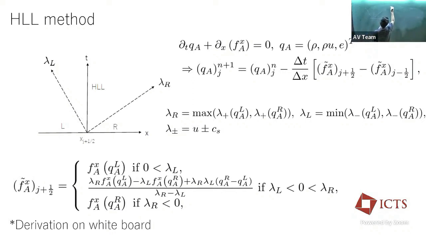In the HLL state, we assume that the conserved quantities Q at a certain time are given by Q bar L for lambda L, and Q bar HLL, and Q bar R, where lambda R is the negative case. And the basic equation is the Euler equation, something like this.